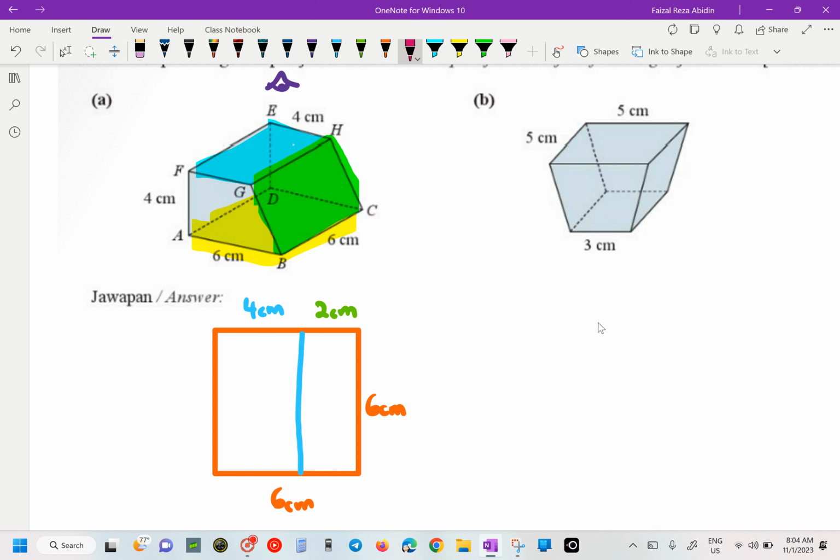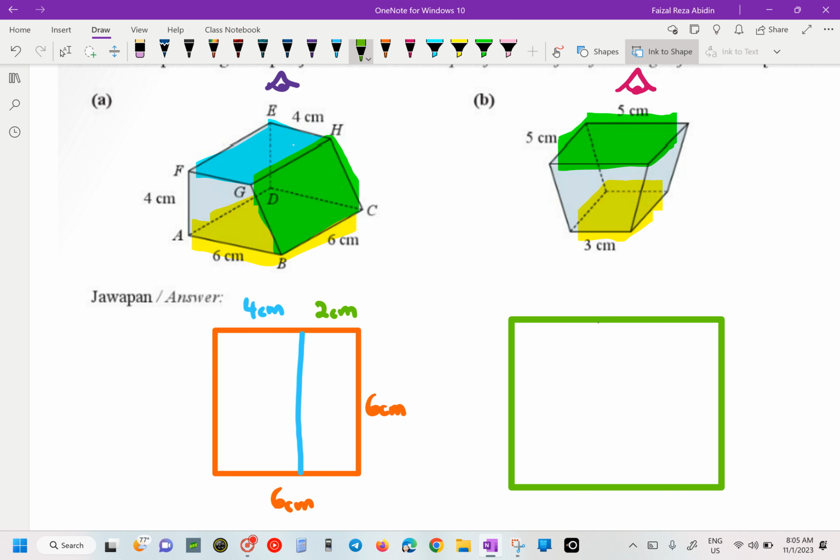How about B here? Your eyes are going to be up here. Of course, you are going to see the base down here, isn't it? But the upper one here is going to be bigger. So how? It's going to be an unseen line. So it's going to be what? Dotted or dash? Dash line. So you are going to have 5 times 5 centimeters, isn't it?